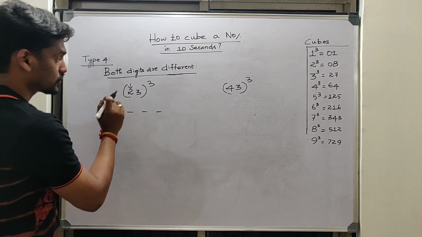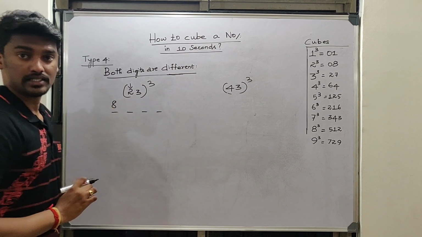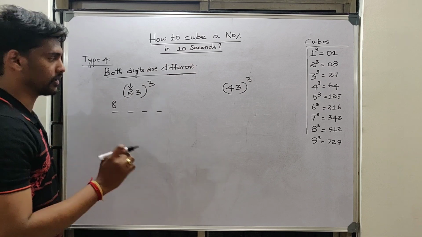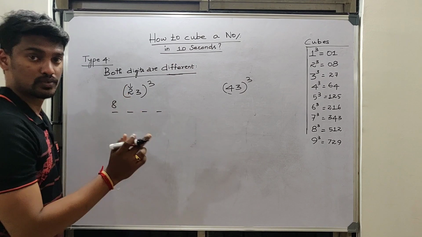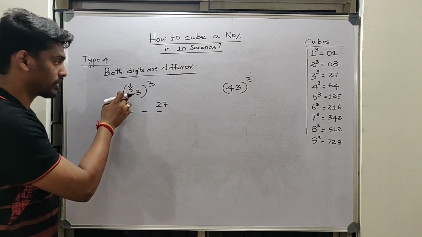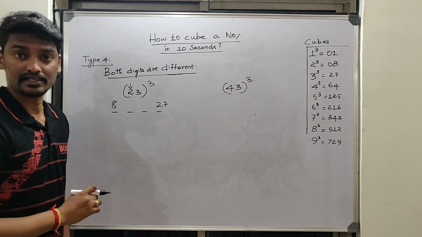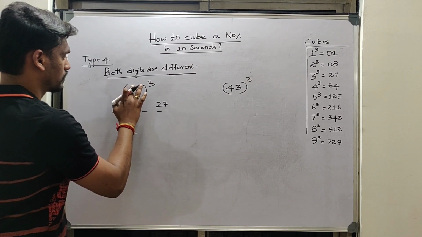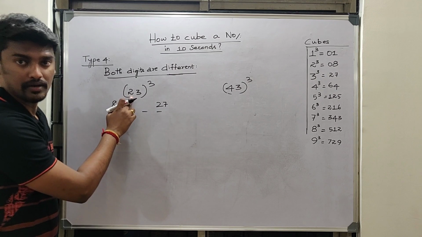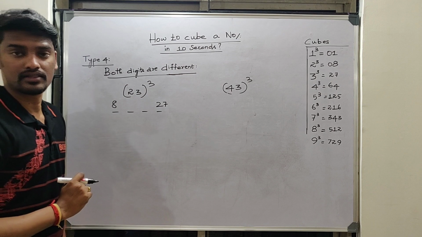And I'm going to cube the number. So we know that 2 cube is 8. And in the last place, what I'm going to do, I'm going to take the second number and I'm going to cube the number. So second number is 3. 3 cube is 27. Okay, so first I'm writing the cube of first number, and in the last place I'm writing the cube of last number. Okay. So now in the second place, I'm going to take this number and square it, and again multiply it with 3.